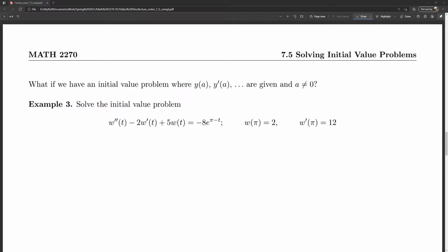So in the previous two problems, we could solve differential equations using the Laplace transform when the initial conditions were given at the point 0. So we needed to know y at 0, y prime at 0, etc. Now, what if the initial conditions are given at a different base point that is not 0?